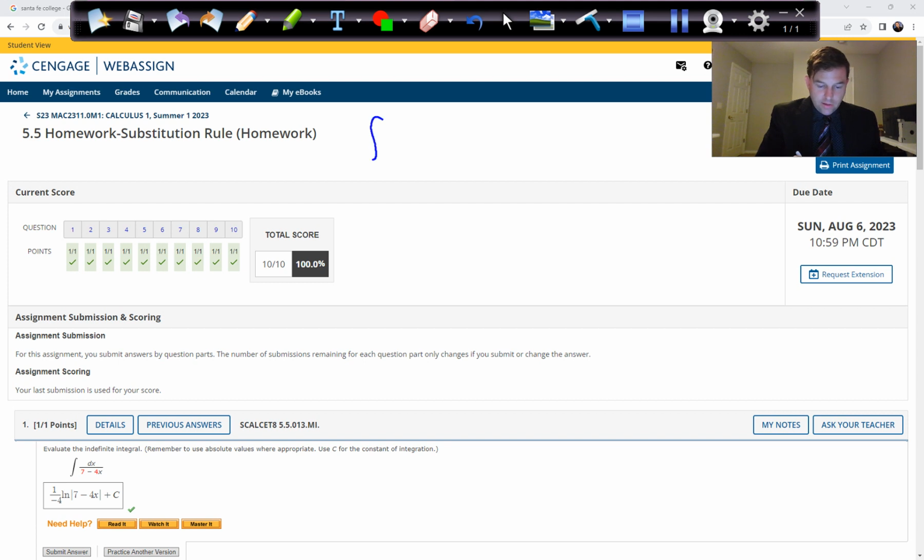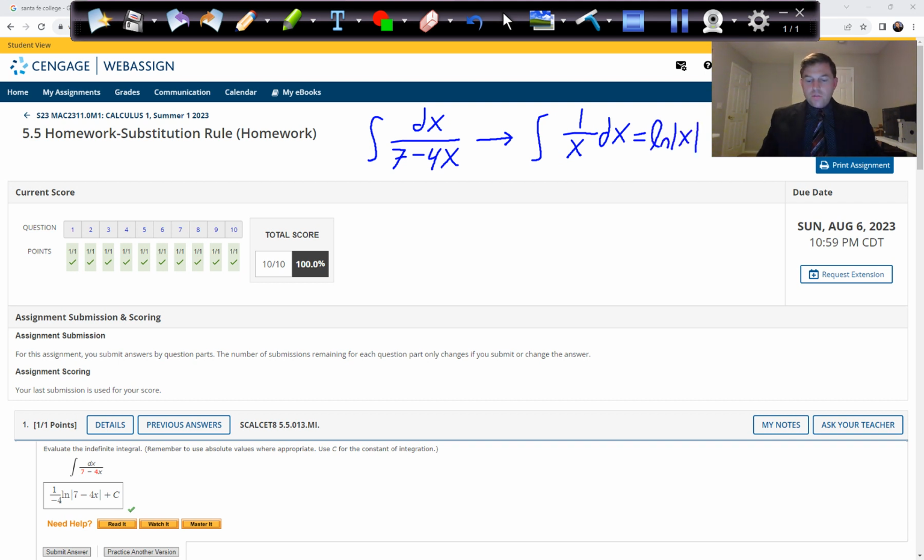So in problem 1, we have the indefinite integral of dx over 7 minus 4x. And we want to do something to make this look like the antiderivative of 1 over x dx, because that we know. So the antiderivative of 1 over x dx is natural log of x. So we're saying that looks pretty similar. We're going to have to do a few manipulations to get it to look exactly like that.